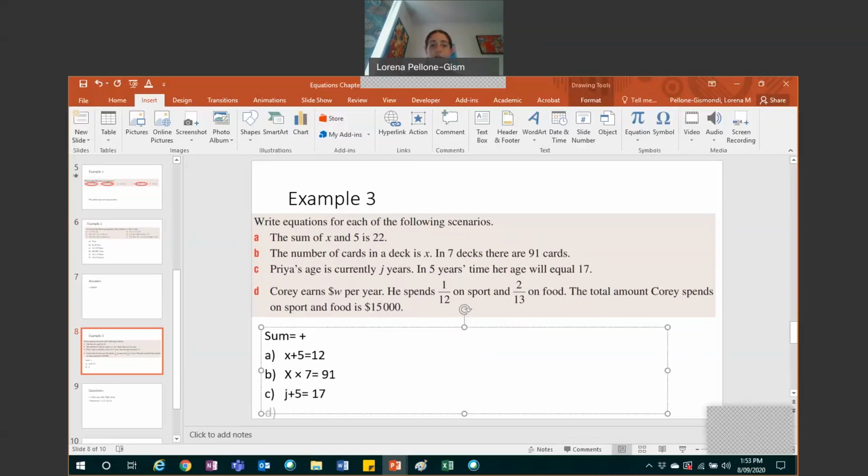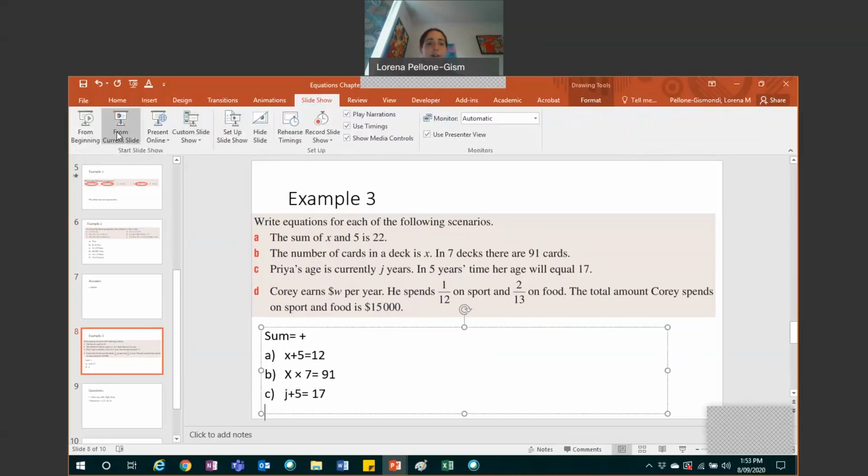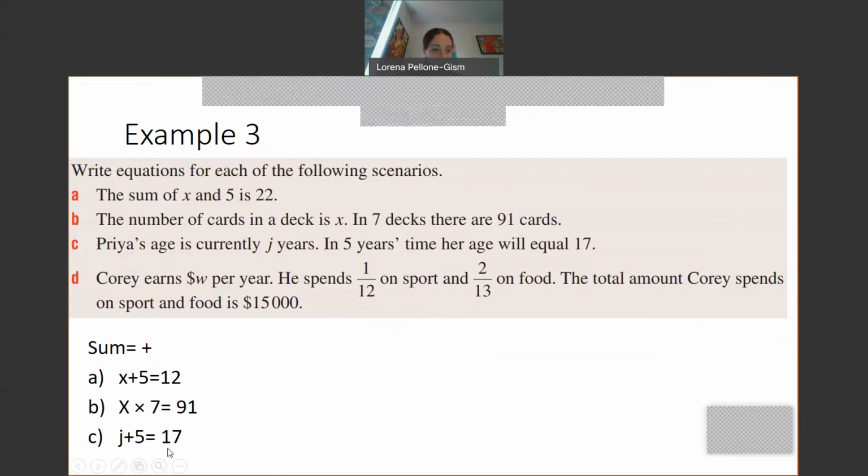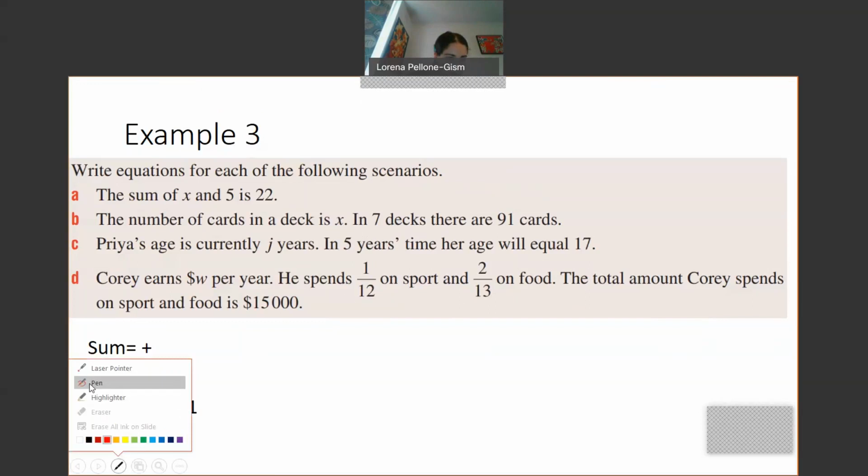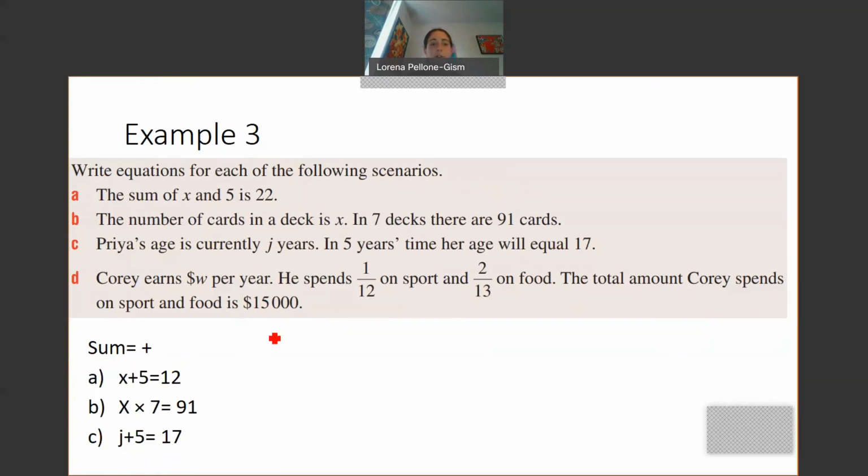Now, for the last one, it might actually be easier if I write on it. So for the last one, we've got Corey earns W dollars per year. He spends 1/12 of it on sport and 2/13 of it on food. The total amount he spends on sport and food is equal to 15,000 dollars.